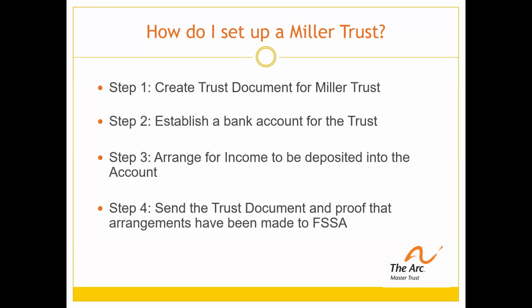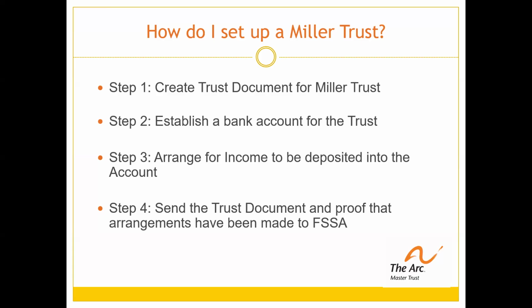The first step in establishing a valid Miller Trust is to create the trust document and ensure that it complies with the requirements. To qualify as a valid Miller Trust, the trust document must have the following characteristics. The assets placed in the trust must be the beneficiary's income only. Only the beneficiary's income can be deposited into the Miller Trust. The trust needs to be irrevocable, and the trust must include language that refers to Medicaid estate recovery, and the trust must be properly executed, and that is that it has to have all of the necessary signatures on the appropriate lines of the trust document.